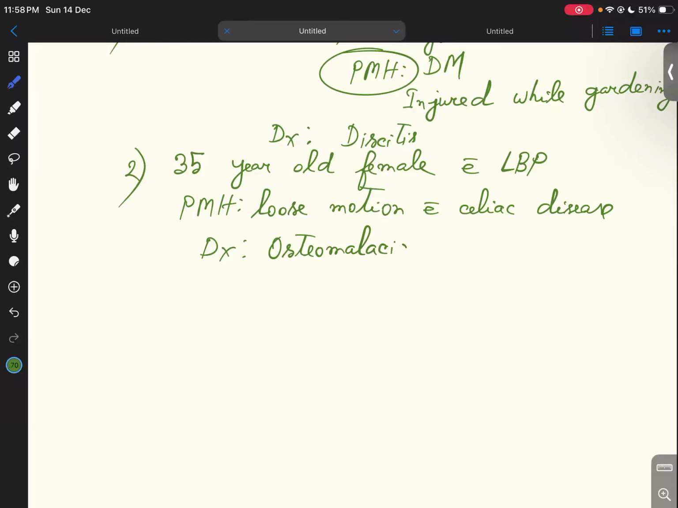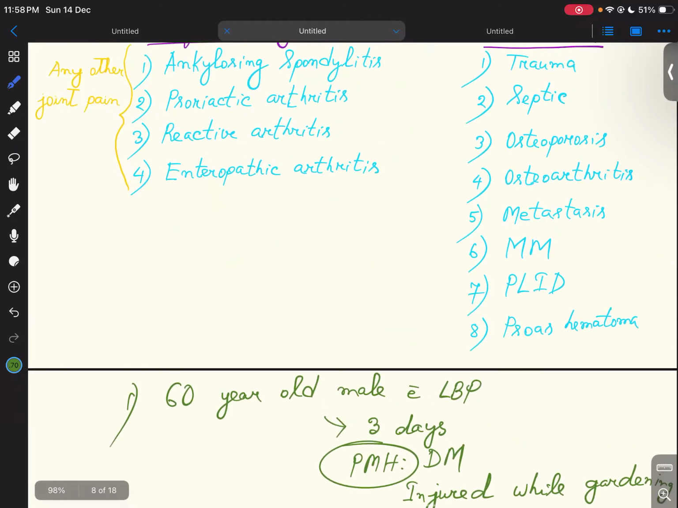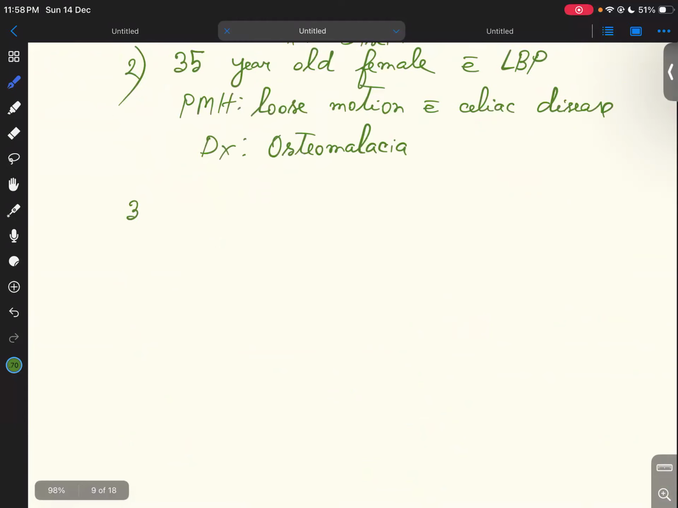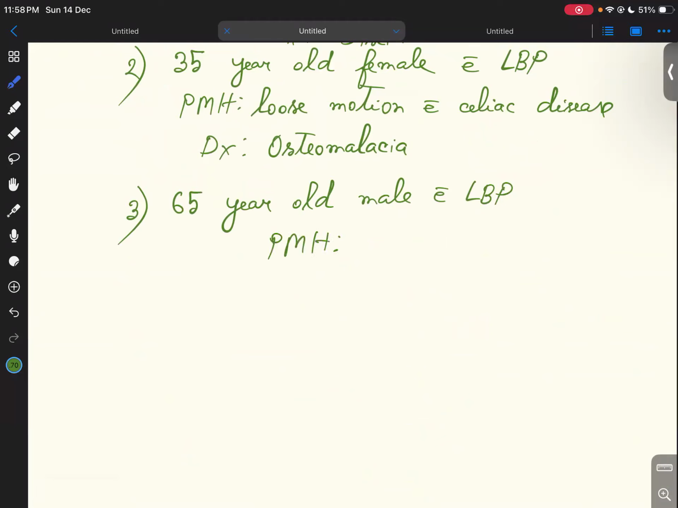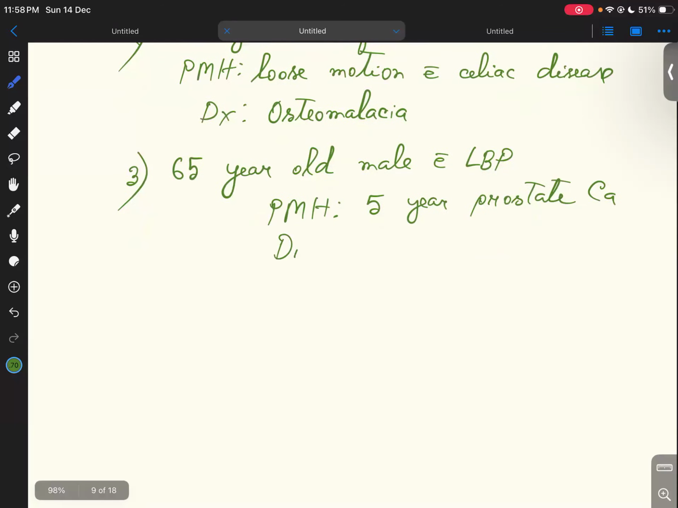These are real-case examples. Then let me ask you another question. A case came. It was a 65-year-old male with low back pain. In the past medical history, it tells you that 5 years back, he had prostate carcinoma. He was treated and declared cured. In the drug history, he used to take anti-androgen.